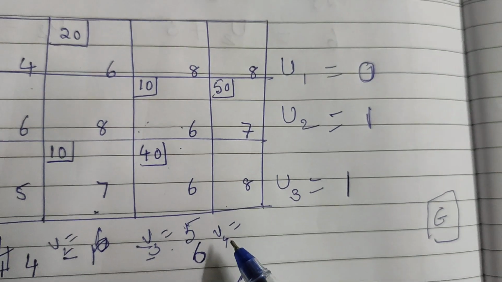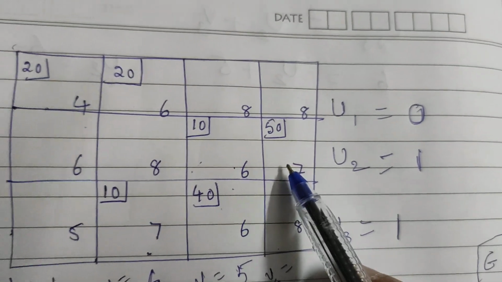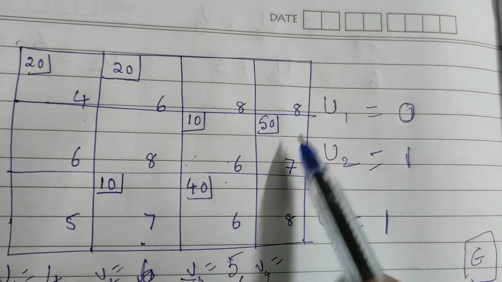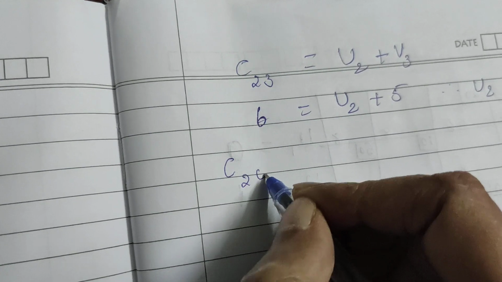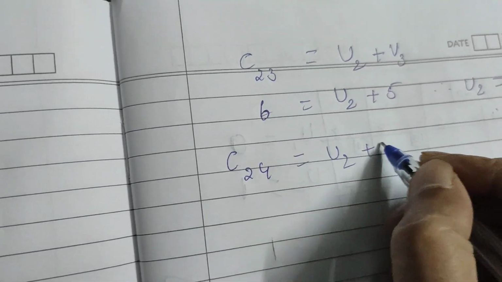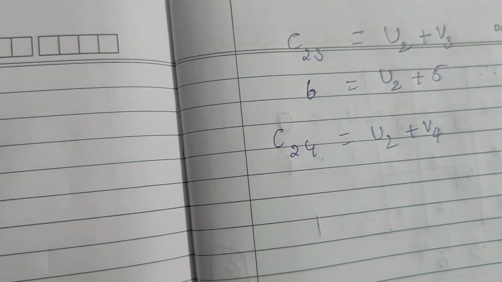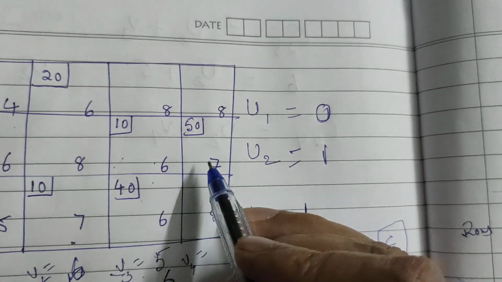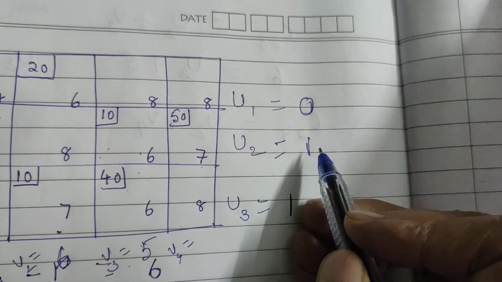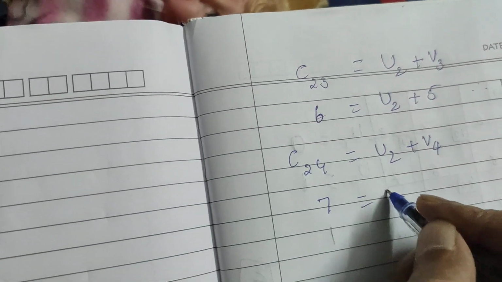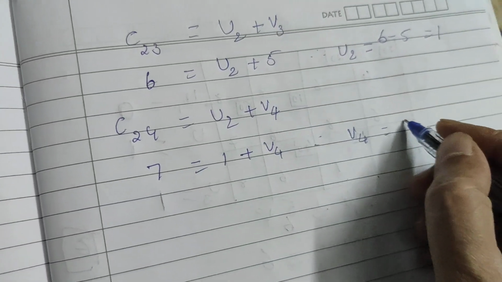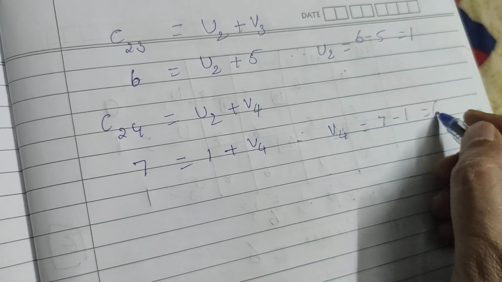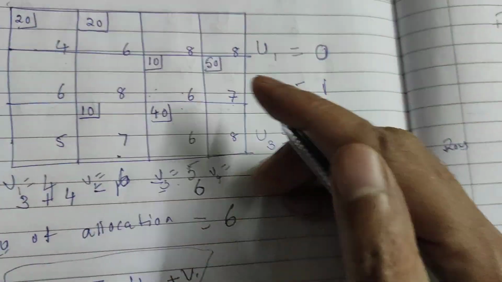In the end, we only need the V4 value. What is the cost? C24. C24 means U2 plus V4. So what is the cost of C24? The cost of C24 is equal to 7. The U2 value is equal to 1. So write down here: 7 is equal to 1 plus V4. We don't know the V4 value. Therefore finally V4 is equal to 7 minus 1, which is 6 here.